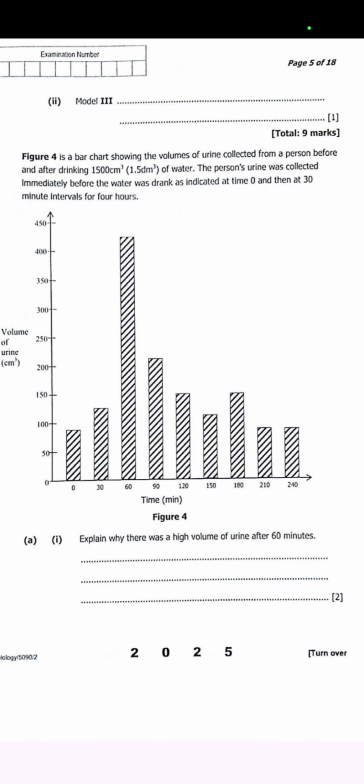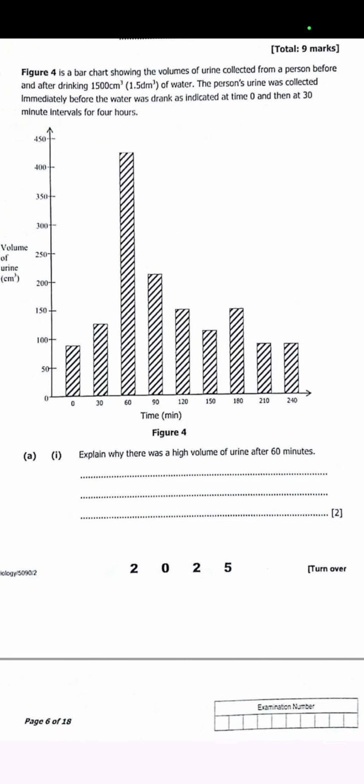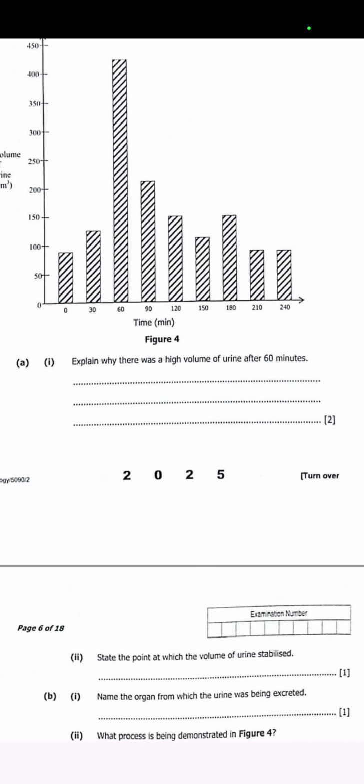We can see that at 0 we've got the volume below 100. Then at 30 we've got the volume above 100 but below 150. At 60 we've got the volume above 400 but below 450, and so on and so forth. In the x-axis you've got time in minutes, then in the y-axis you've got volume of urine in cubic centimeters. So let's go to the question now, since we understand what the topic is all about.